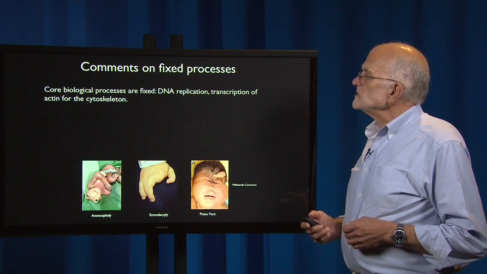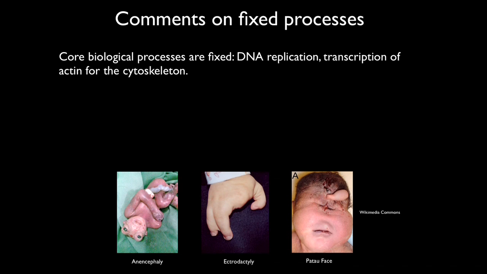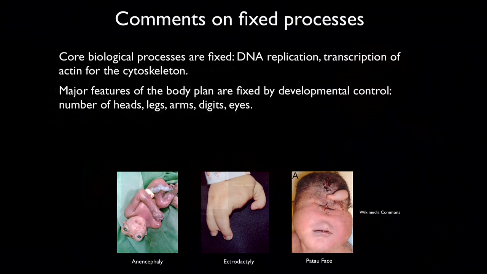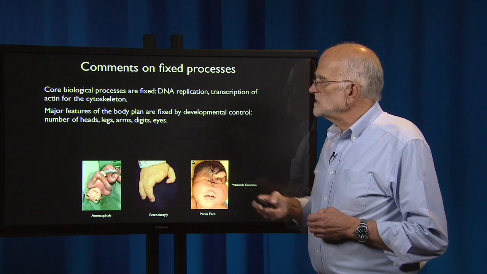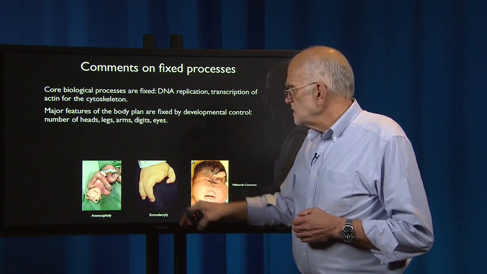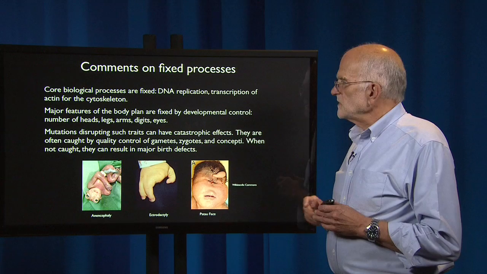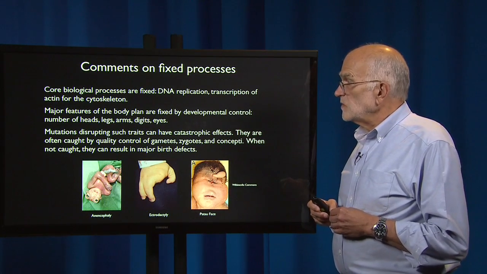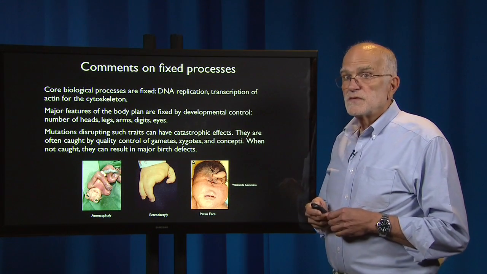So a few comments on fixed processes. These are some of the examples of catastrophic failure due to mutations. Core biological processes are fixed. They include DNA replication, transcription of actin for the cytoskeleton, and so forth. Major features of the body plan are fixed by developmental control. That's the number of heads, legs, arms, digits, and eyes. And these are all mutations affecting heads, digits, and eyes. Mutations disrupting such traits can have catastrophic effects, which you see here. They are often caught by quality control of gametes, of zygotes, and conceptuses. When they're not caught, they result in major birth defects.